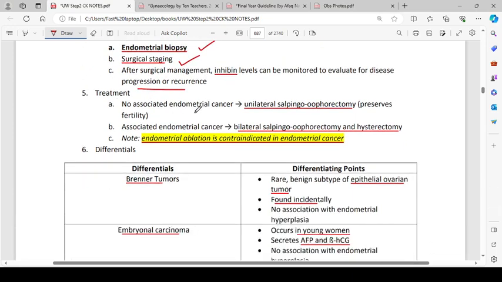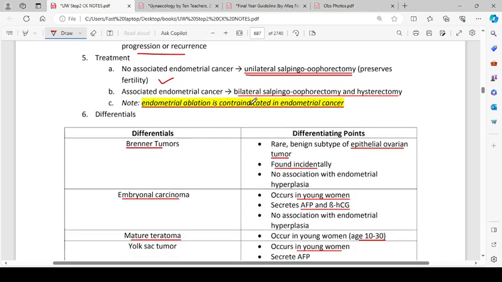Treatment: no associated endometrial cancer, unilateral salpingo-oophorectomy preserves fertility. Associated endometrial cancer, bilateral salpingo-oophorectomy and hysterectomy. Note: endometrial ablation is contraindicated in endometrial cancer.